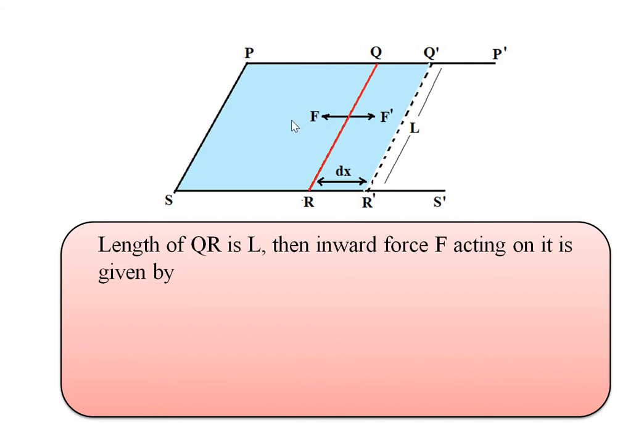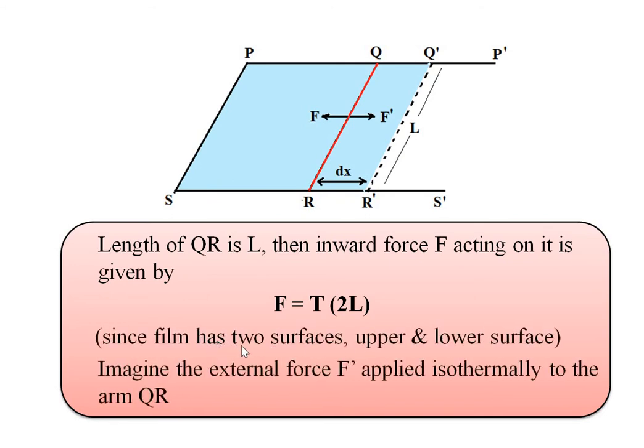Then the inward force acting on it is given by, as we know, surface tension has the formula T equals F divided by capital L, that means force per unit length. So taking force outside, we get F equals T into L. Here it is twice L because the surface film has two surfaces, the upper and the lower surfaces. So the formula becomes F equals T times 2 into capital L.